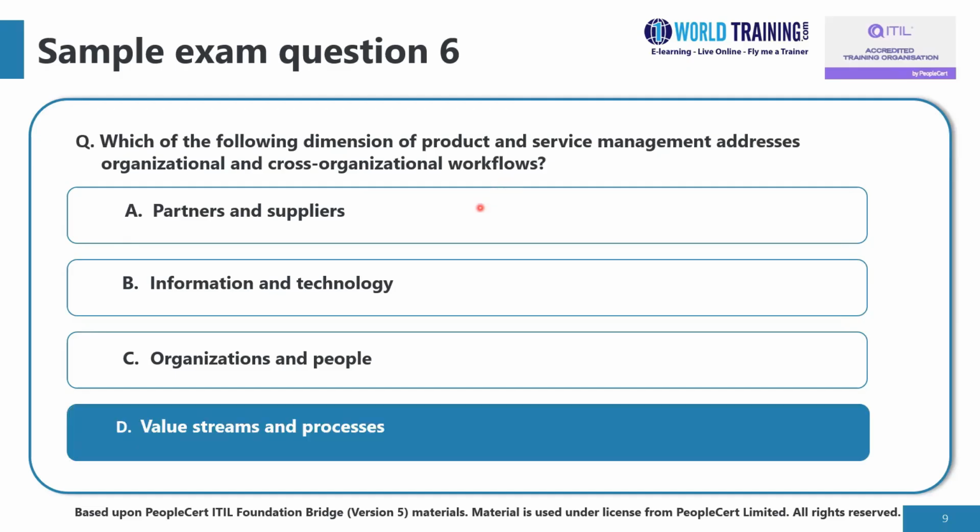Yes, indeed, you might have got it correct. It will be the choice D, value streams and processes, which deals with the workflows within an organization and also between organizations.